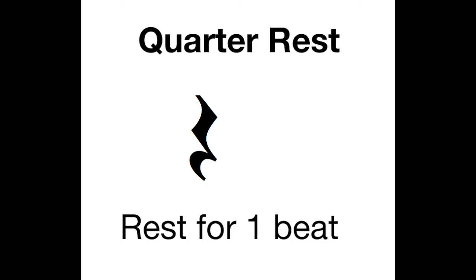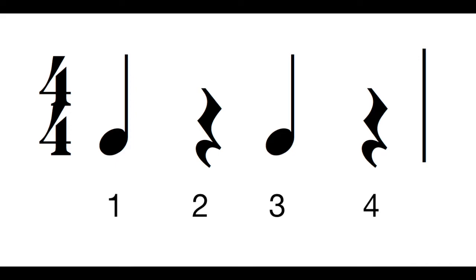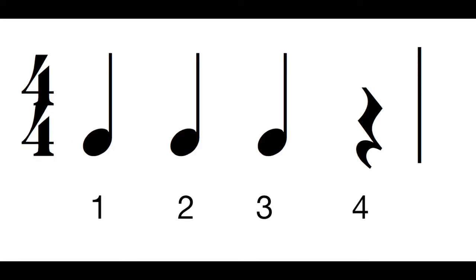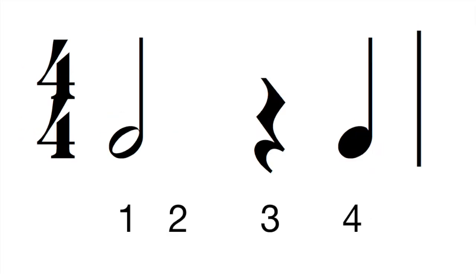This is called a quarter rest, and a quarter rest, just like a quarter note, is one beat, but it now is just silence. So let's look at this example with quarter rests. We're going to play where the quarter notes are and rest where the quarter rests are. Ready? One, two, three, four. One, two, three, four. One, two, three, four.